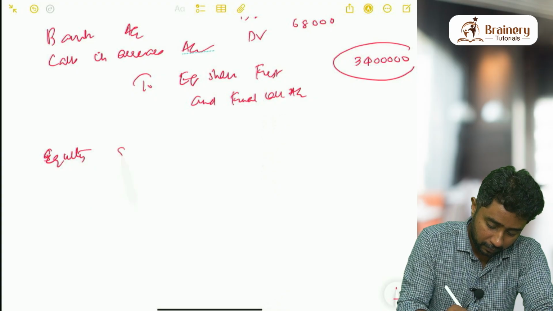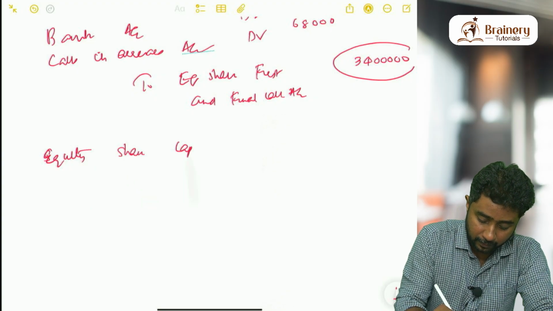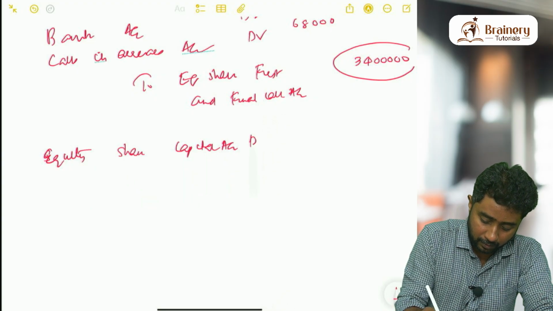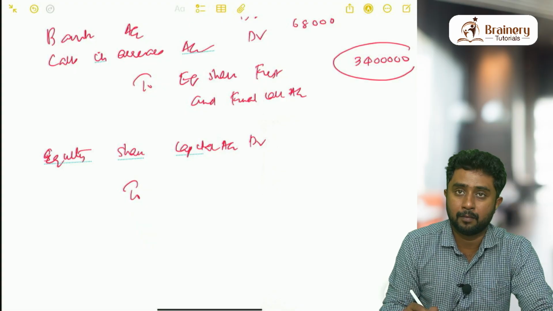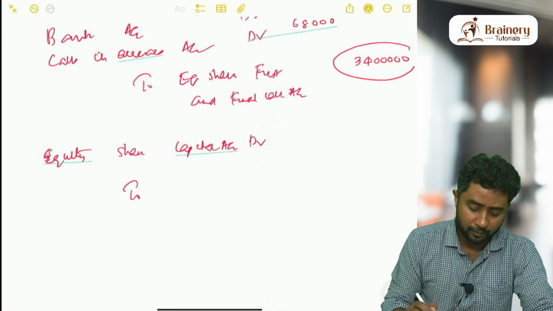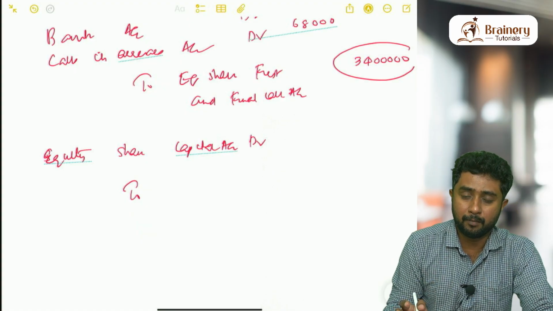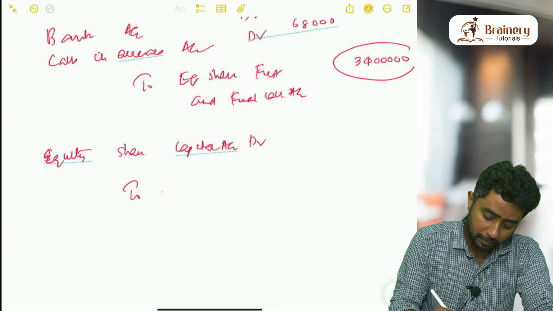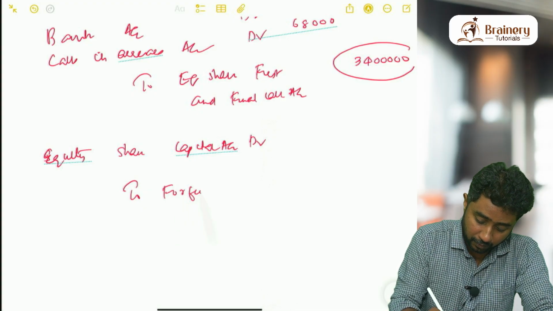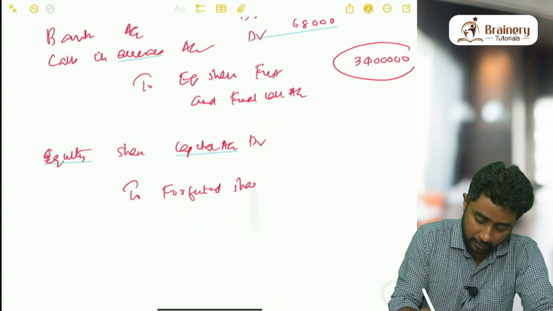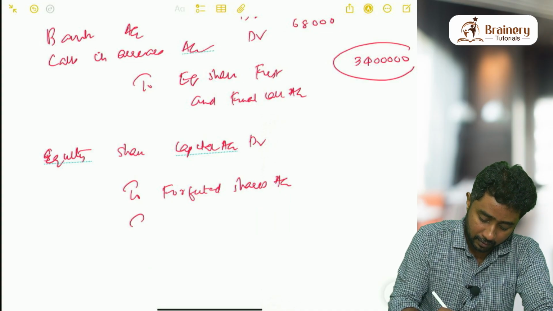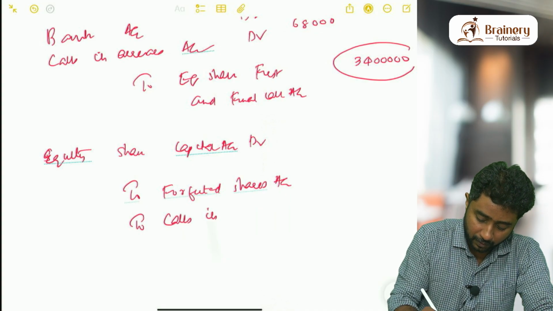Equity share capital account debit. Premium will not come because premium has already been cleared. Once the premium is paid, you don't have to debit the premium account. Okay, so premium will not come. Next, forfeited shares account. You can write share forfeit account also. Forfeited shares account to calls in arrears account.